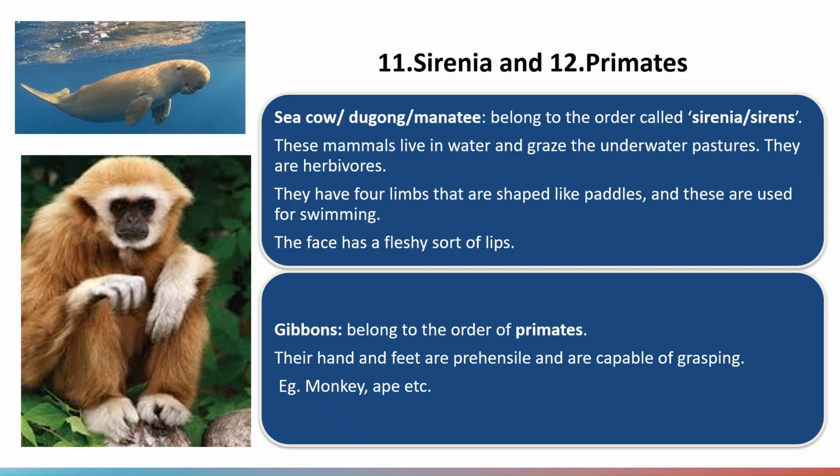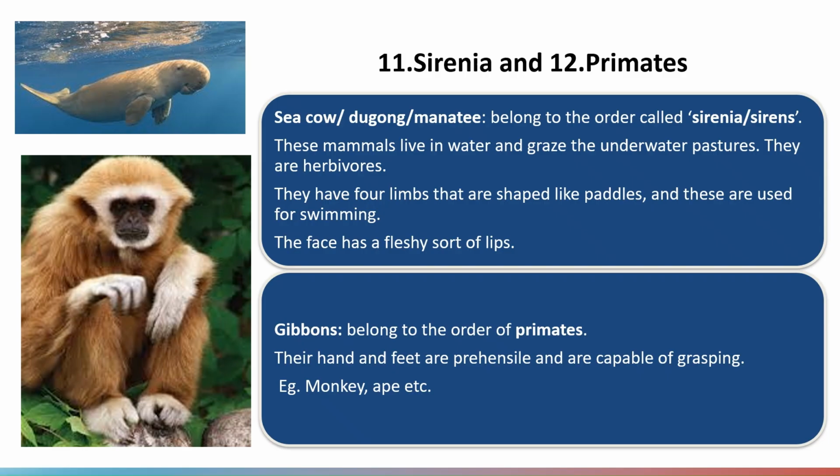Sirenia and primates. Sea cow, dugong, manatee belong to the order called Sirenia or sirens. These mammals live in water and graze underwater pastures. They are herbivorous. They have 4 limbs that are shaped like paddles, and these are used for swimming. The face has fleshy lips.